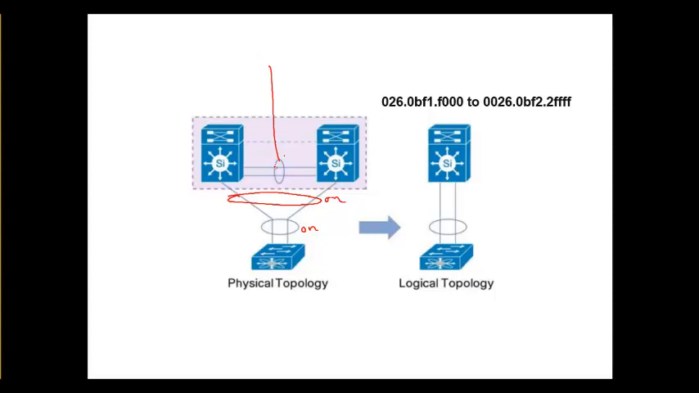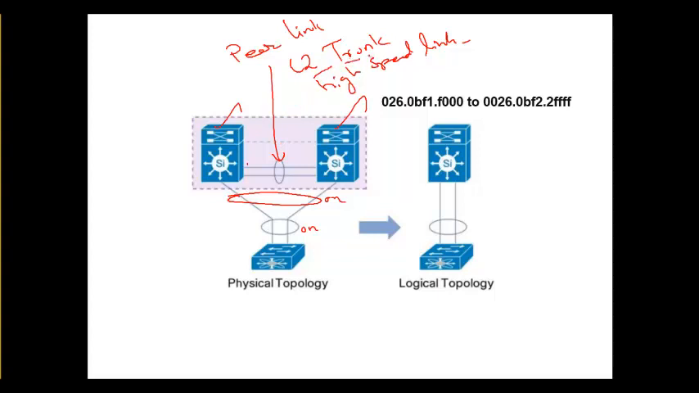Peer link. Between the peers, we call it the peer link. This needs to be a layer 2 trunk high speed link. That's what peer link is. It's a layer 2 link. So do we have any IP address on the port channel? No. It's just layer 2, but it needs to be a trunk.